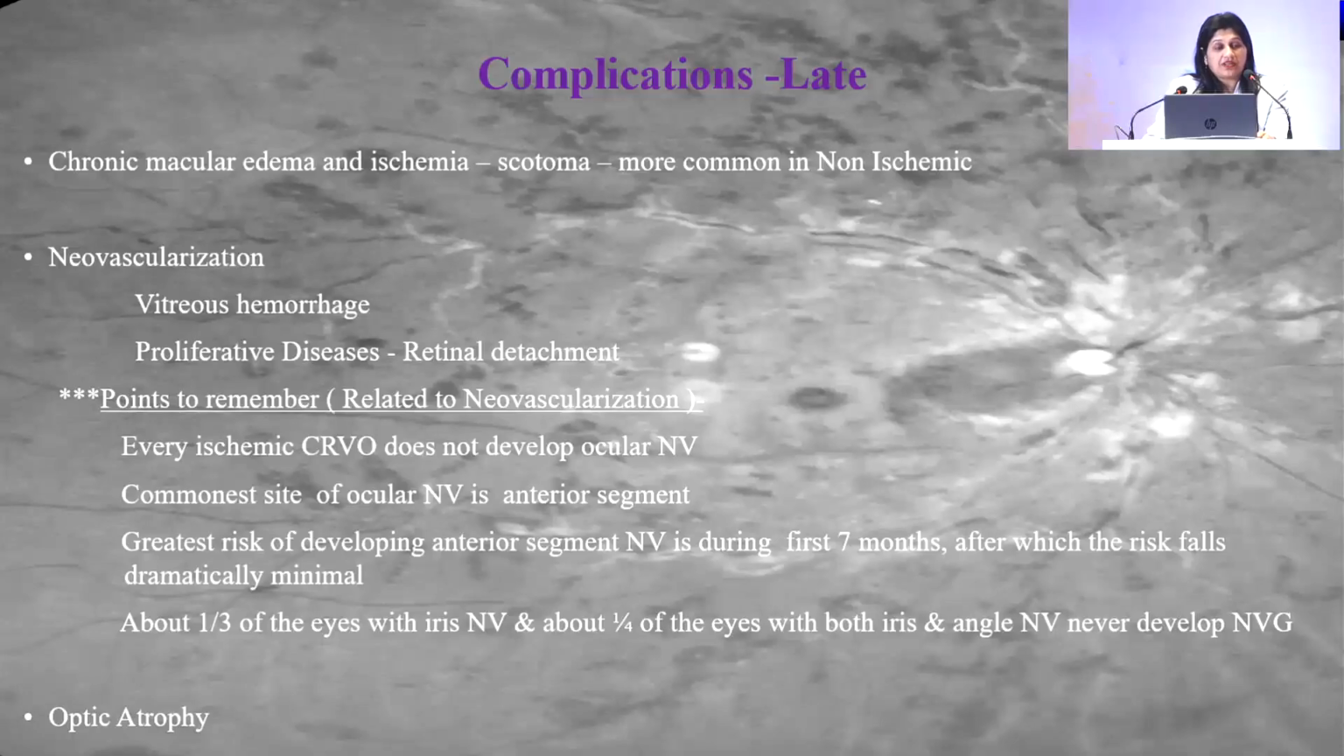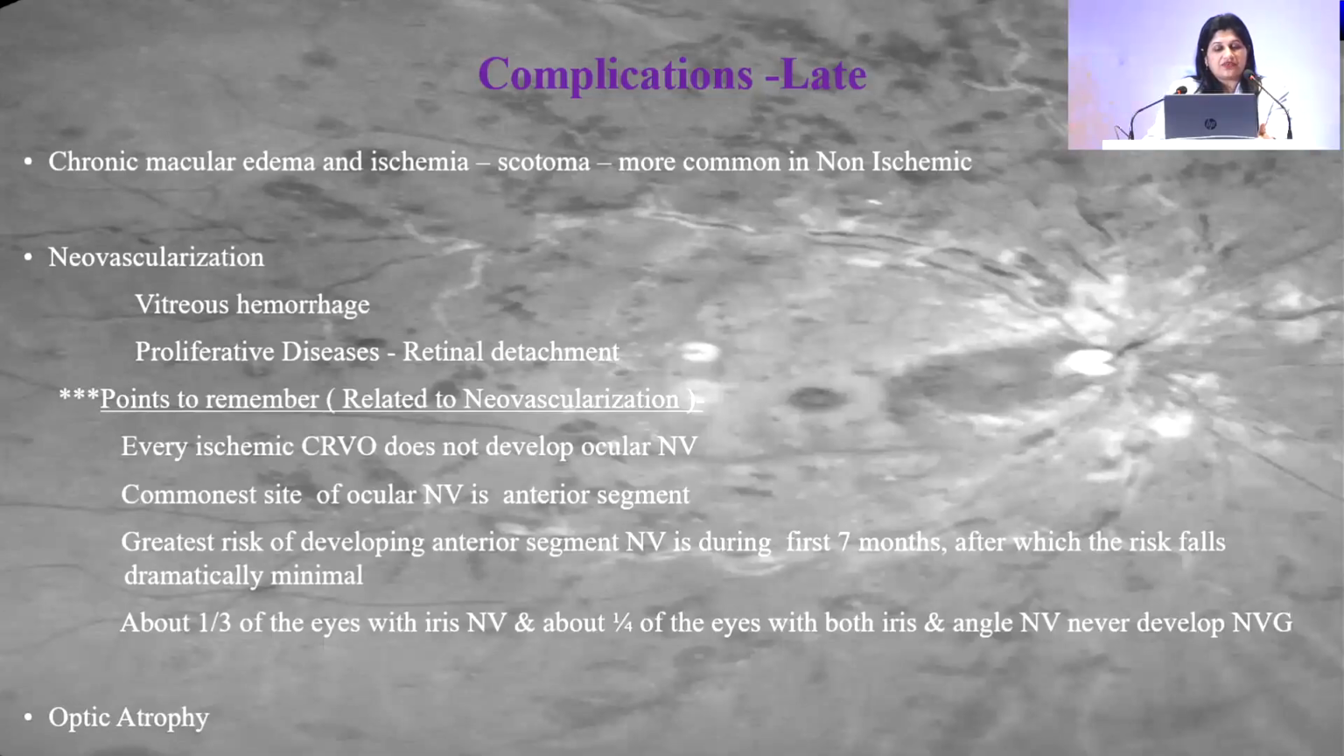Neovascularization will develop. If untreated, it can lead to vitreous hemorrhage and proliferative diseases and can progress up to the tractional detachment or the combined retinal detachment also. So what are the important points to remember related to neovascularization?